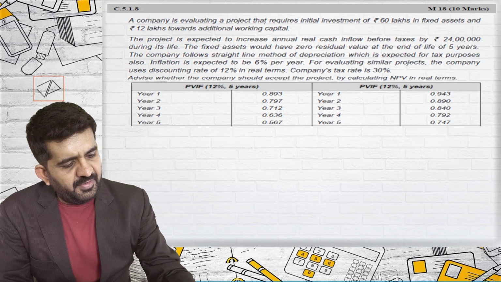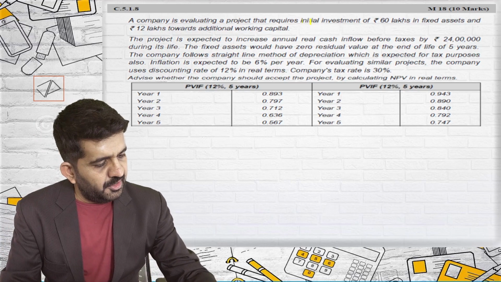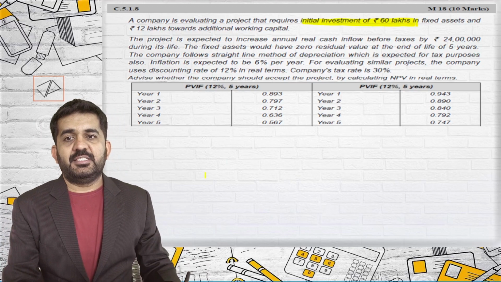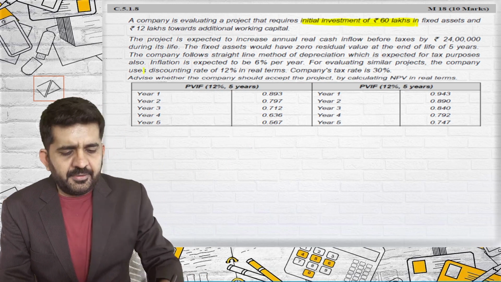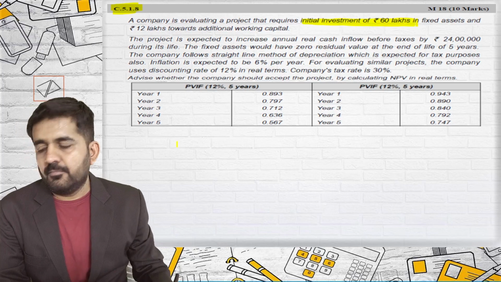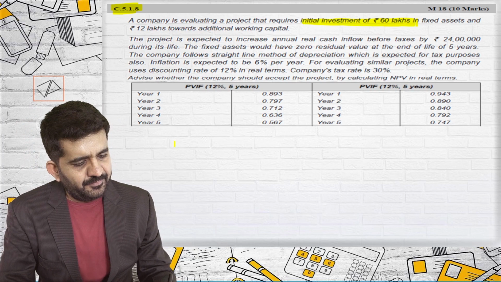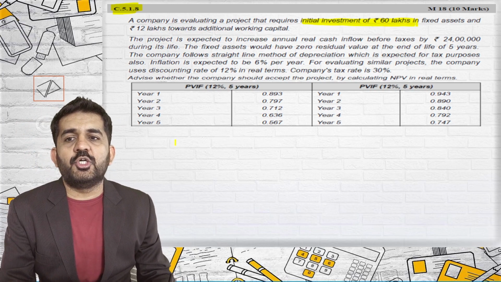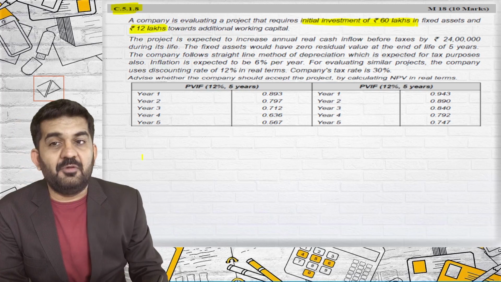A company is evaluating a project that requires initial investment of 60 lakhs, in a fixed asset and 12 lakhs towards additional working capital. Working capital, we have done it once.